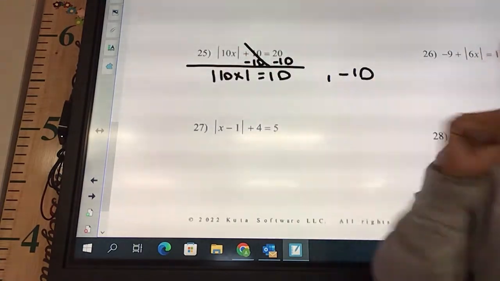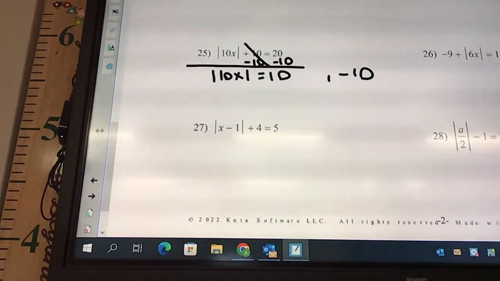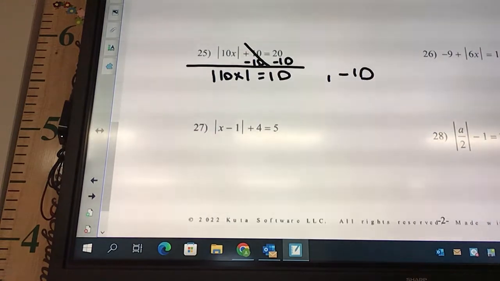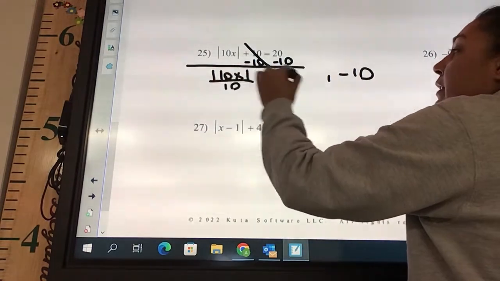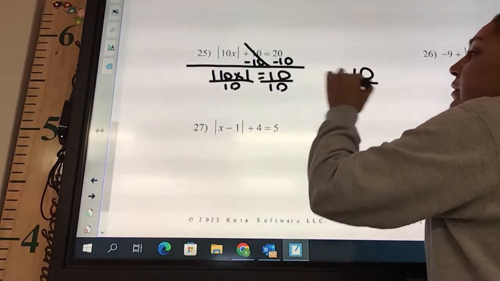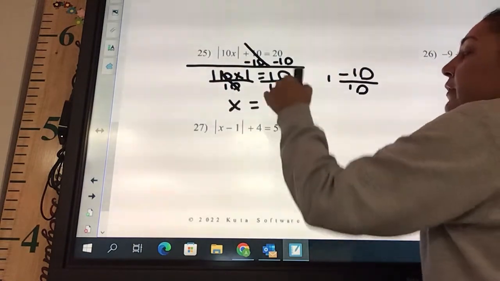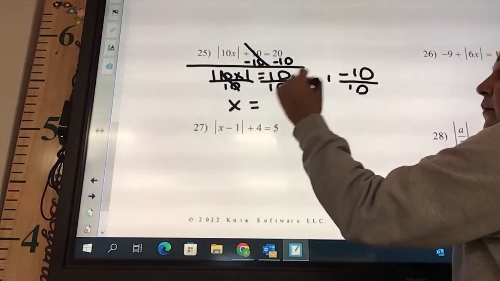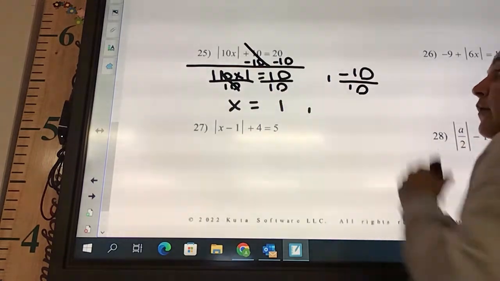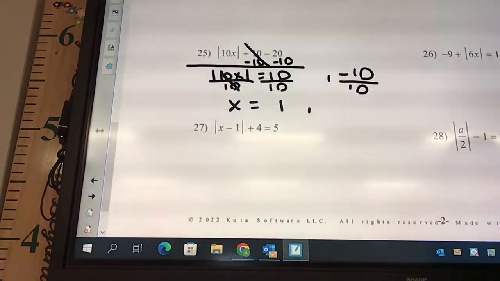Okay, now how do we solve that x? Divide. Okay, so we're going to say divide by 10, and you're going to do that to each piece. What is 10 divided by 10? 1. 10 divided by negative 10? Negative 1.